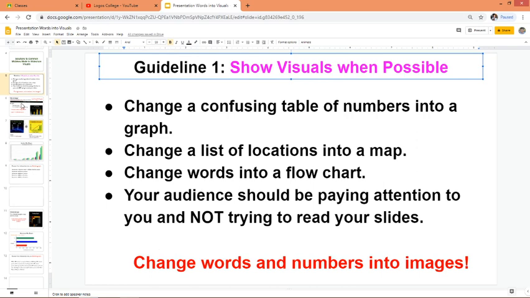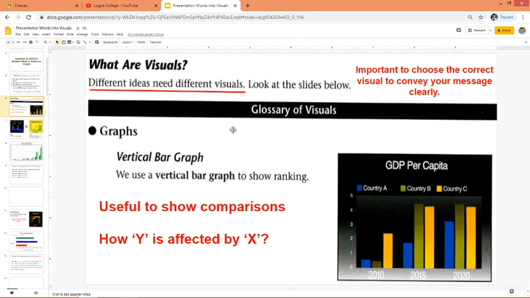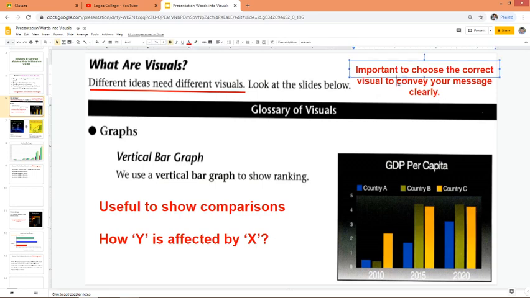All right, let's get into the first type of visual. What are visuals? The first type is the graph. This is the most common one. I'm sure all of you have used a graph before. What's important to know is that different ideas need different visuals. It's important to choose the correct visual to convey your message clearly. This word convey means to give your message, to tell your message, to explain your message.